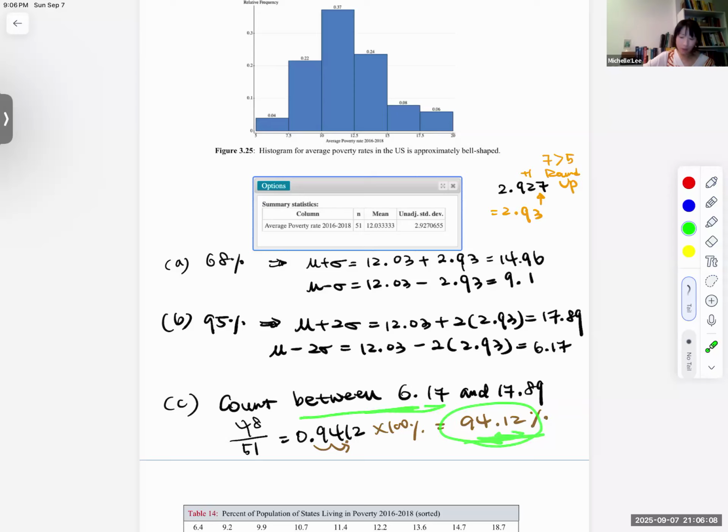In that case, we have only 51 as the sample size. What if we have a sample size of 1,000? How are you going to count? So it's better to use the empirical rule, because the empirical rule gives 95% and the actual percentage is 94%. Make sense to you? Okay.